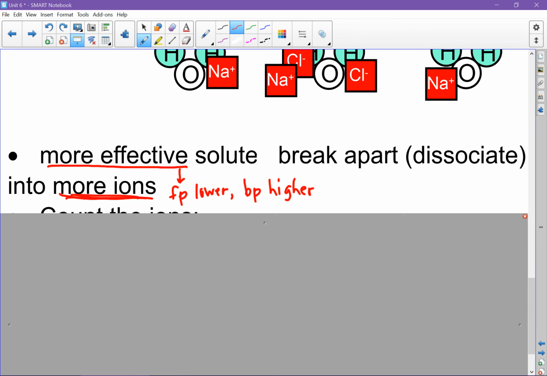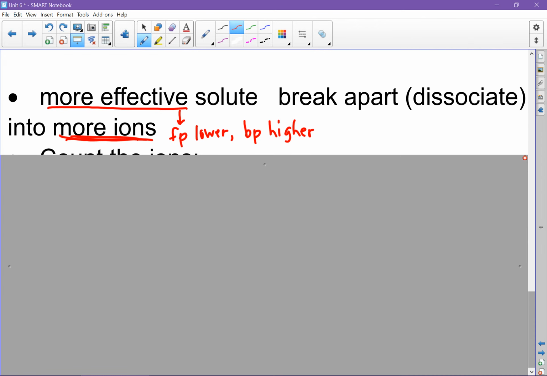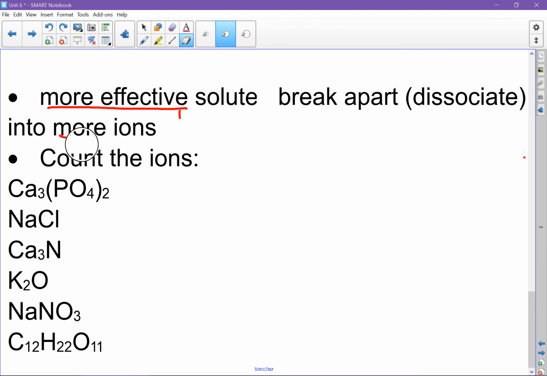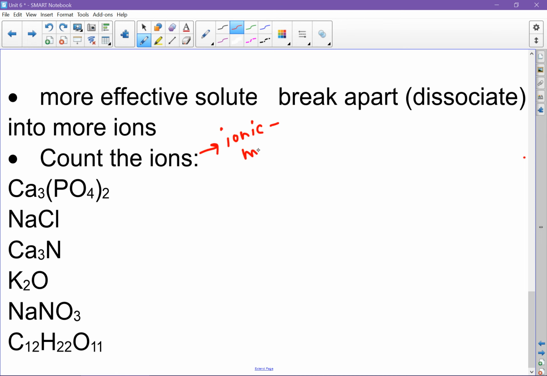So we need to practice counting ions so that we can identify which ones are more effective. We've got some examples here. The first question to ask yourself is, which of these things are actually even ionic? You will know that something is ionic if you see a metal and a nonmetal, or you might also see the presence of any polyatomic ions. So let's look for those things.